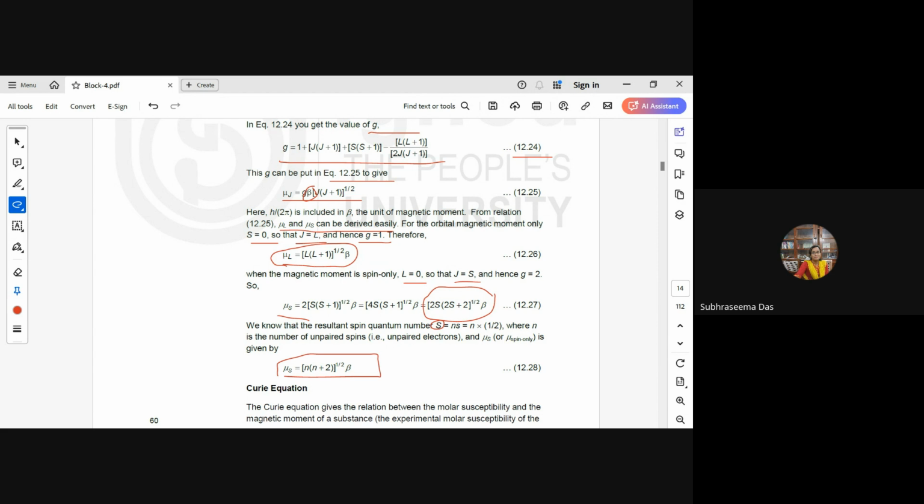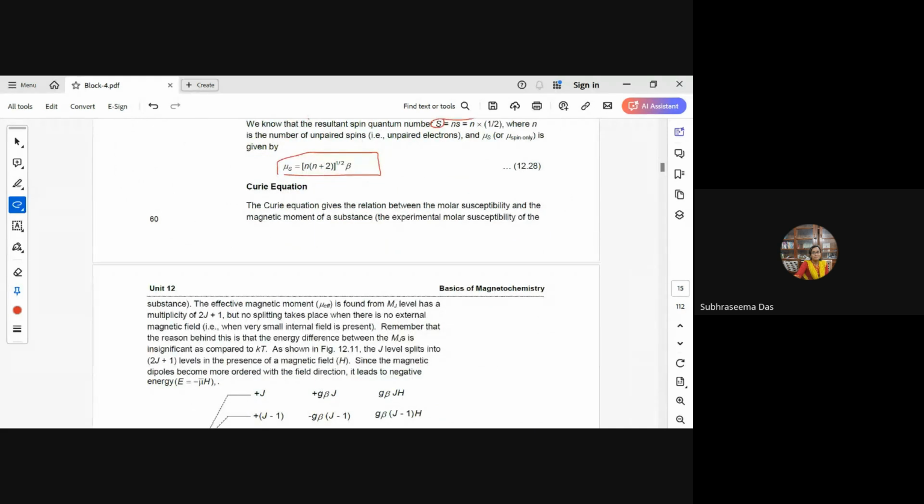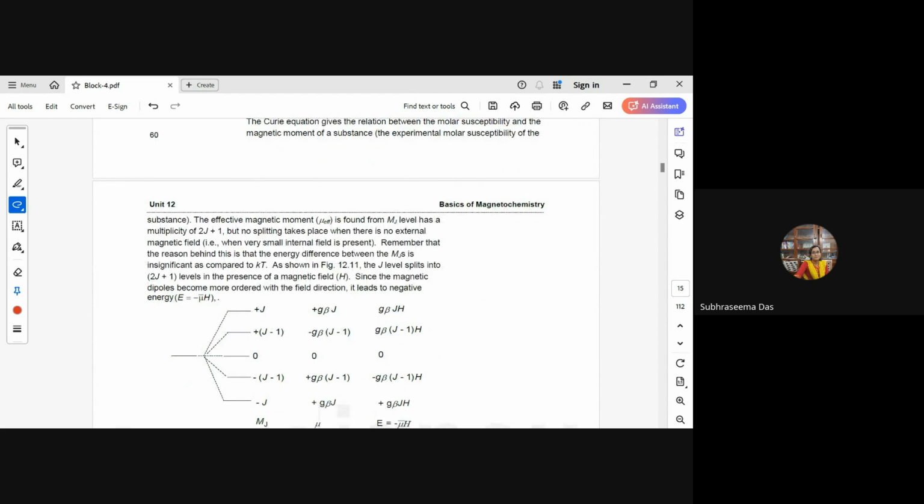So this is how we calculate mu L and mu J. Mu L is the magnetic moment due to the orbital contribution, and mu S is the spin only magnetic moment. Then coming to the Curie equation. The Curie equation gives the relation between the molar susceptibility and the magnetic moment of the substance. The effective magnetic moment, that is mu J, has to be found.